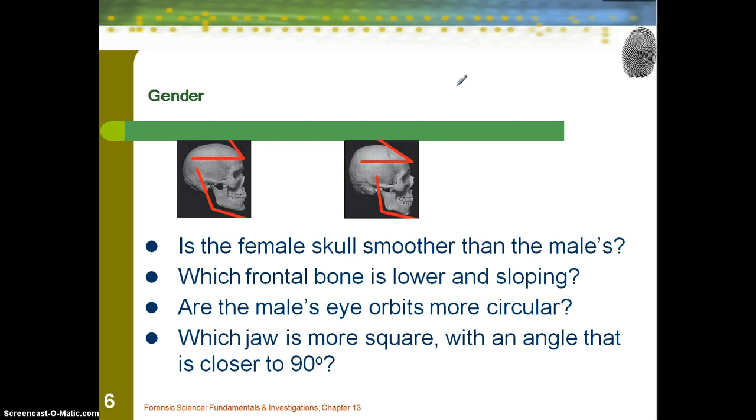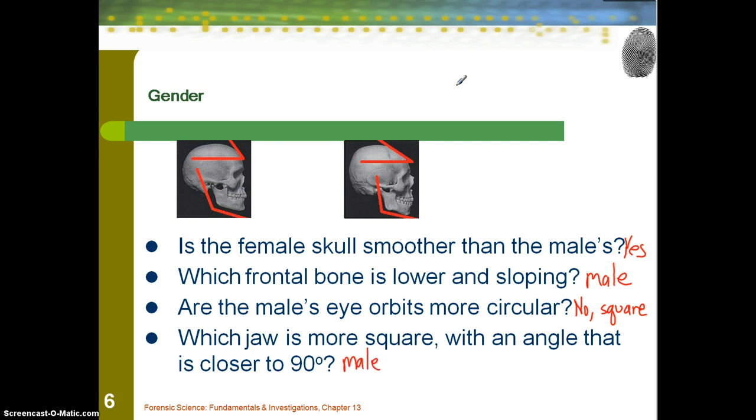The female's skull is smoother than the male's. The frontal bone is lower and sloping in which one? This is in the male skull. Are the male's eye orbits more circular? The answer is no. They're more square. And which jaw is more square with an angle that is closer to 90 degrees? That is the male jaw.